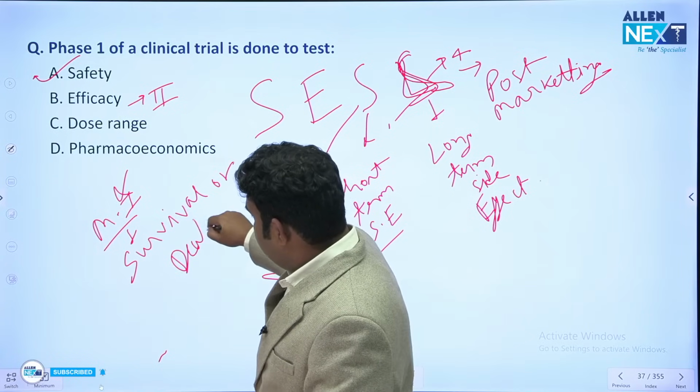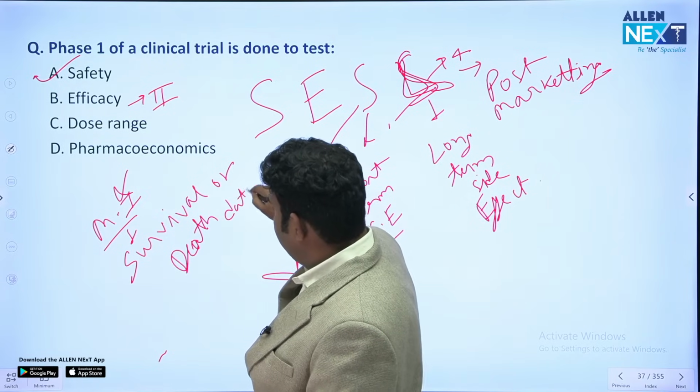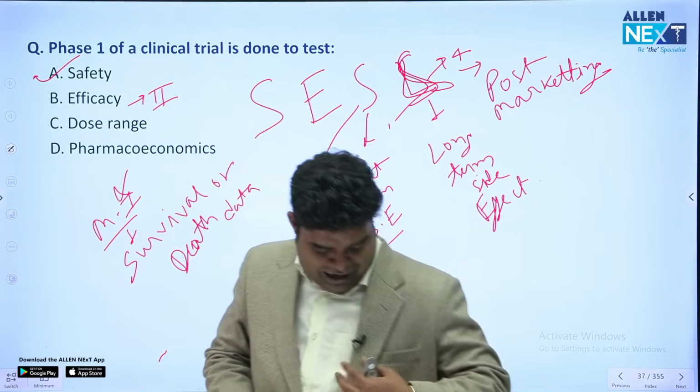Survival or death data is most important in case of clinical trial.